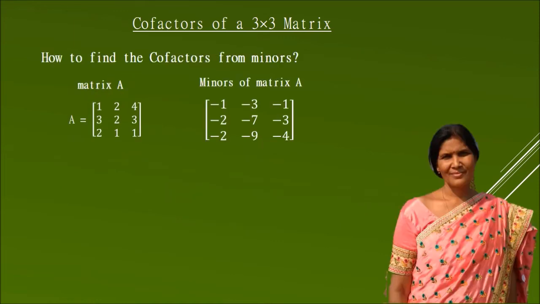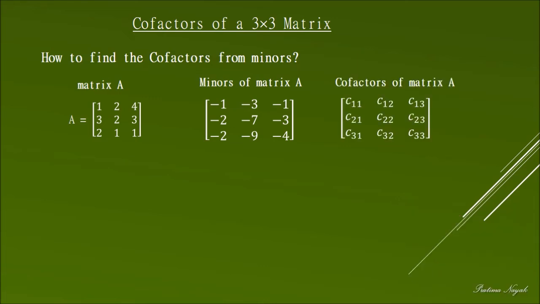I know it creates a curiosity in you. You are thinking what she is doing. Minors, such a lengthy process, then again cofactors. But have patience. This is quite lengthy when you learn, but once you learn, you can do it very quickly. After learning cofactors, the determinant can be found within a second. So we'll learn how to find the cofactors from minors.